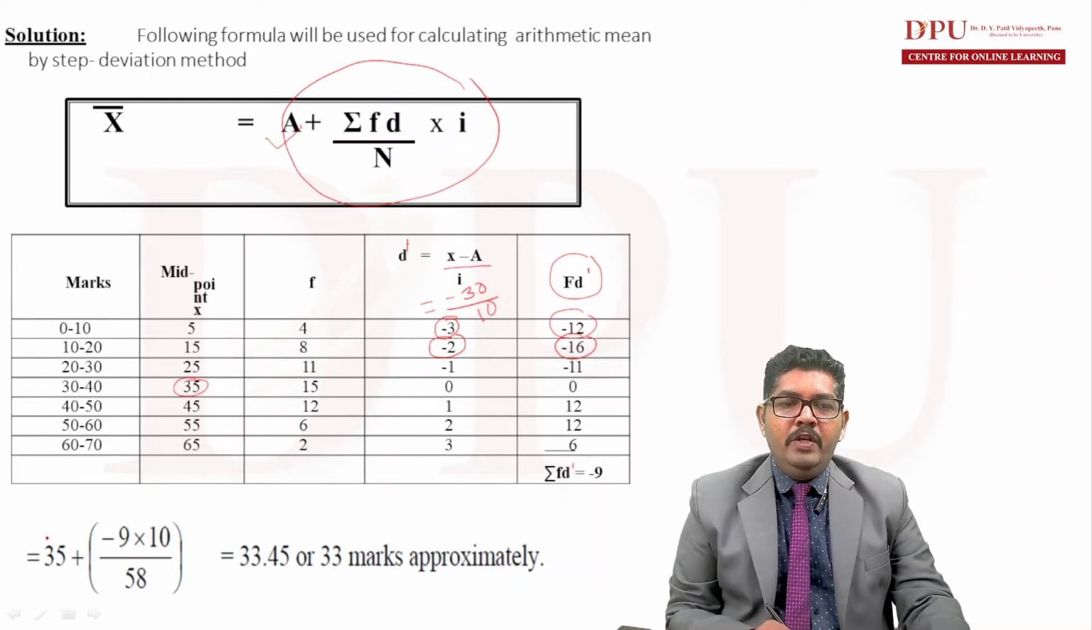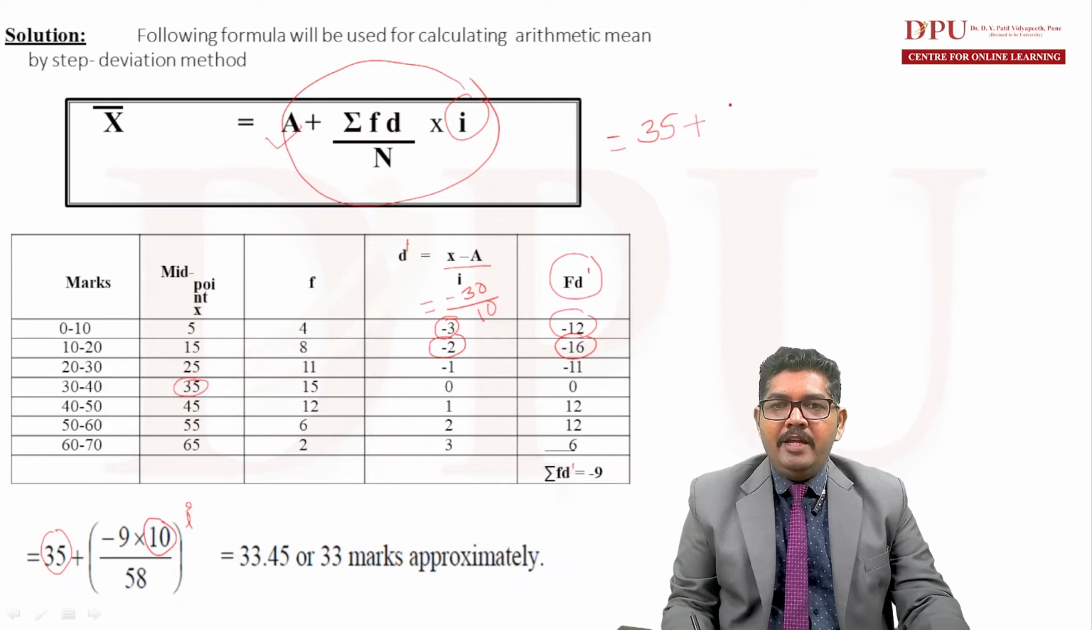So we know that the assumed mean is 35 plus minus 9 multiplied by 10. The summation of fd is given here. So this is not actually fd, this is the i value. Let me put it here. The assumed mean is equal to 35, which we have assumed already. The summation of fd is minus 9. This is divided by the number of observations, which is equal to the summation of frequency, which is 58. So 58, and this particular value is multiplied by i.